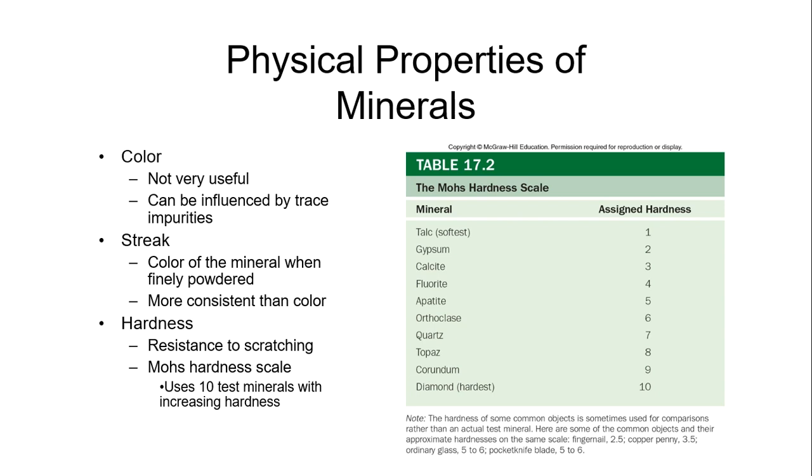Gypsum is slightly harder, calcite harder still, and so on as you go through the list. Quartz is a big one that has a hardness of 7. Diamonds are some of the hardest minerals in the world, and so that's given a hardness of 10. If a diamond doesn't scratch a mineral, then it is a very hard mineral indeed.